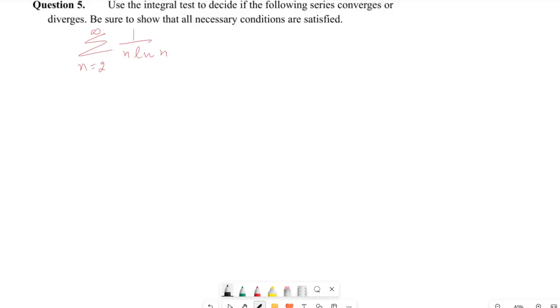Use the integral test to decide if the following series converges or diverges. Remember, for the integral test, we have three conditions. We first of all define a_n as this. Using a_n, we write f(x) just by replacing n by x, because it's easier to work with functions than the series, because n is more restricted.